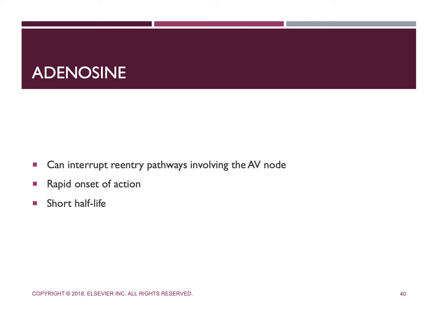Adenosine acts on specific receptors to cause a temporary block of conduction through the AV node, and that interrupts the re-entry circuit. A 12-lead ECG recording is going to be important when adenosine is used. Adenosine has an onset of action of anywhere from 10 to 40 seconds, and it usually lasts about 1 to 2 minutes. So it has a very short half-life, right?